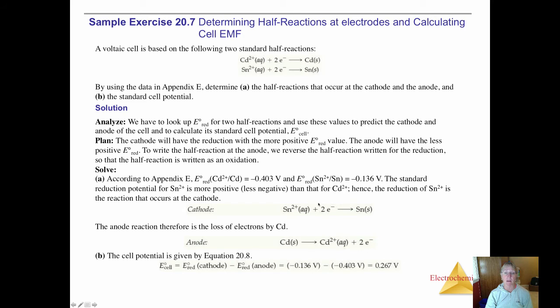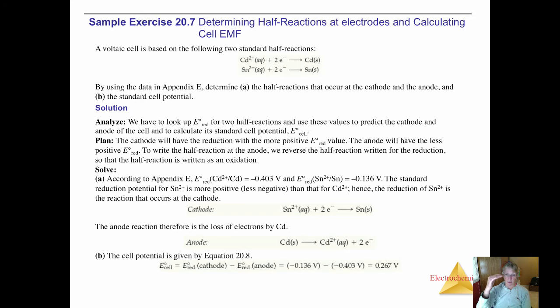So I'm going to take the cathodic voltage, negative 0.136, and I'm going to subtract negative 0.403, which is essentially adding 0.403 volts to get the cell potential, or the voltage of the cell, to be 0.267 volts. Now I know this is still bugging some of you, so I'll say it one more time because it can't hurt to hear it too often.